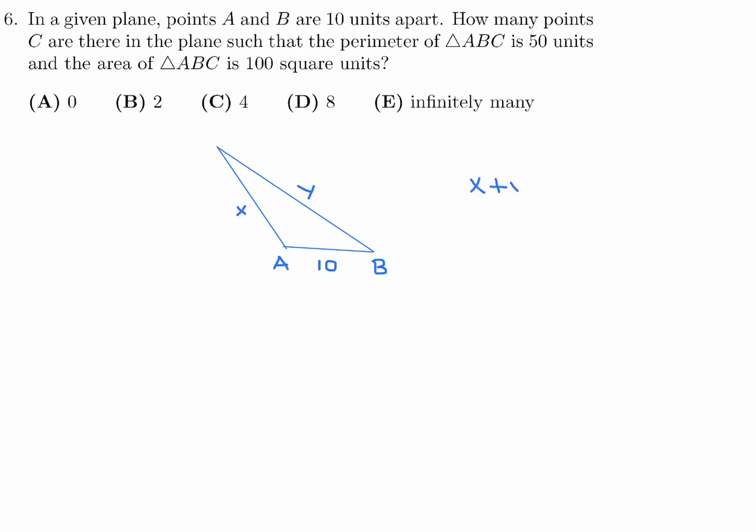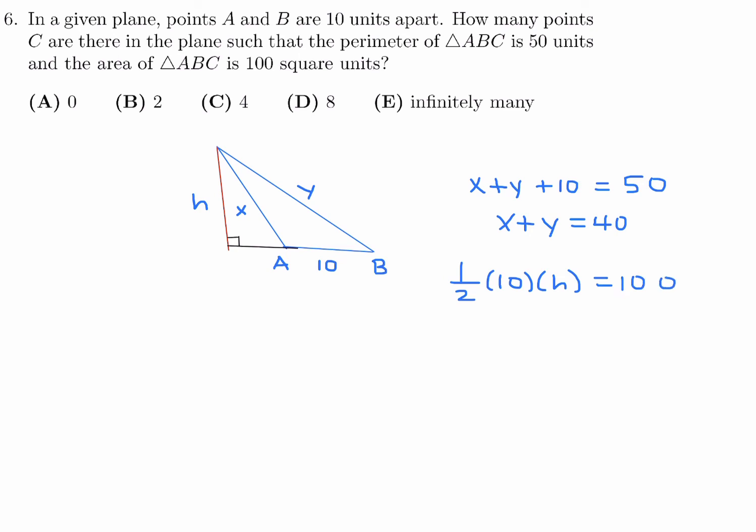So x plus y plus 10 is equal to 50. That means x plus y must be equal to 40. Now we have to figure out the area, so I'll draw an altitude here. That altitude obviously is going to meet at a right angle like that. We'll just call that h. So 1/2 base, which is 10, times height, which is h, is equal to 100. So 5h is equal to 100, so h is 20.